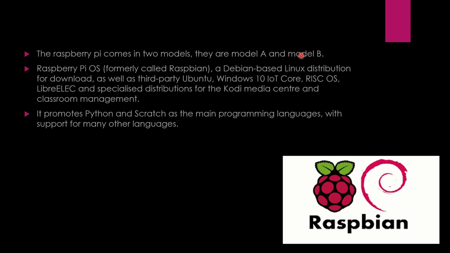The Raspberry Pi Foundation provides Raspberry Pi OS, which was formerly called Raspbian, which is a Debian-based Linux distribution. They also provide third-party Ubuntu, Windows, RISC OS, and specialized distributions for the Kodi Media Center and classroom management. They promote Python and Scratch as the main programming languages, with support for many other languages as well.